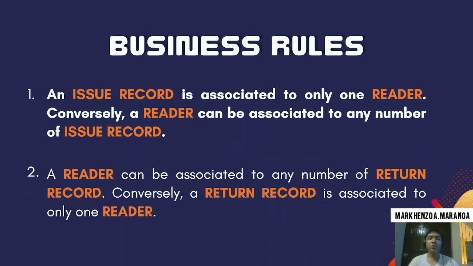The business rules we formulated are: number 1, an issue record is associated to only one reader. Conversely, a reader can be associated to any number of issue records. Number 2, a reader can be associated to any number of return records. Conversely, a return record is associated to only one reader.